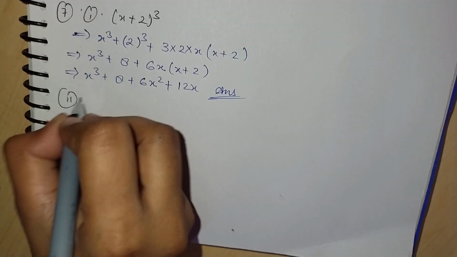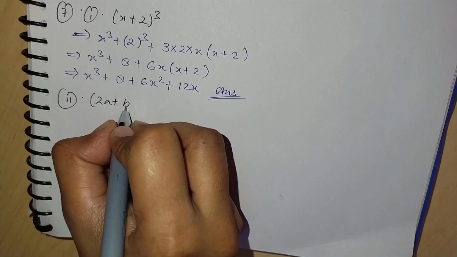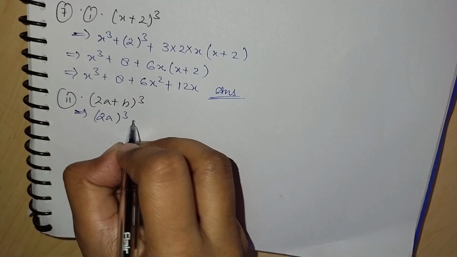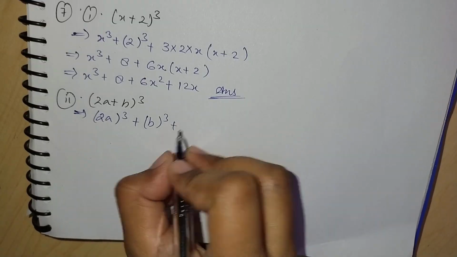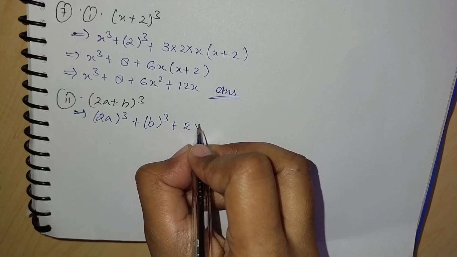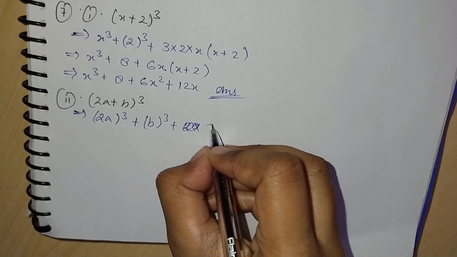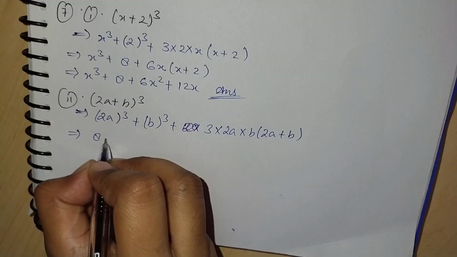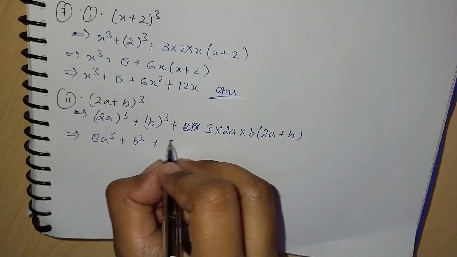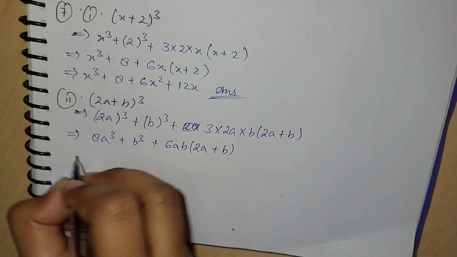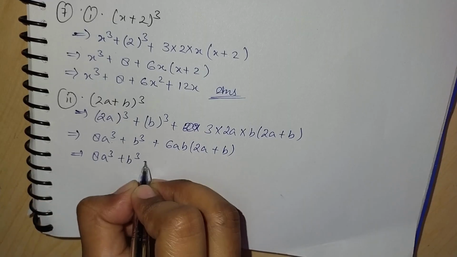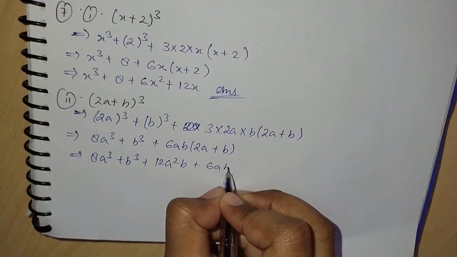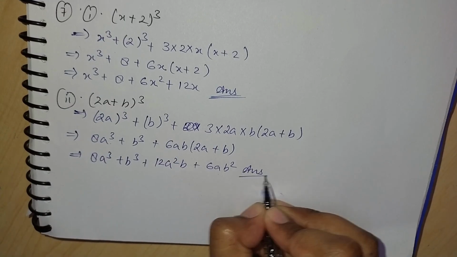Now the second part of this 7th question is (2a + b)³. On solving, (2a)³ + b³ + 3 into 2a into b, here (2a + b). On solving, we will get 8a³ + b³ + 6ab(2a + b), equal to 8a³ + b³ + 12a²b + 6ab². So this is the answer of the second part.